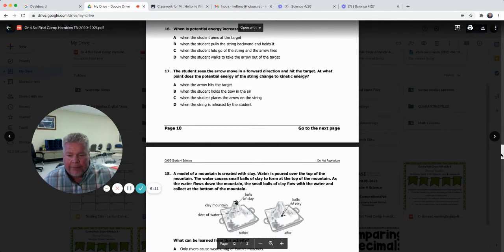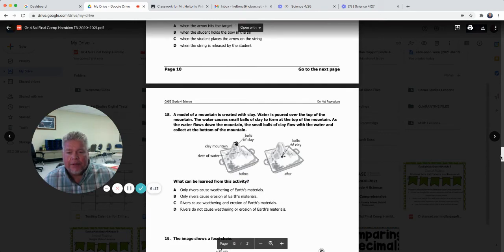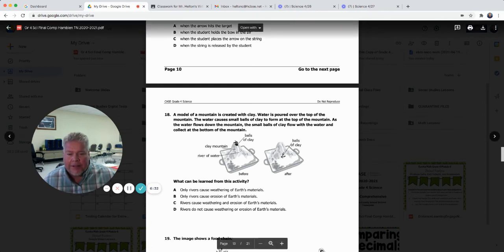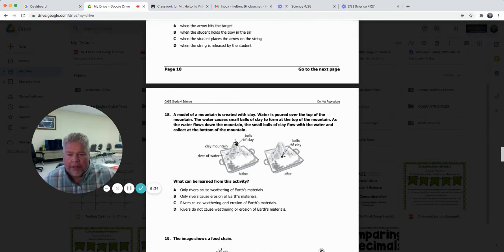Last one for today, number 18. A model of a mountain is created with clay. Water is poured over the top of the mountain. The water causes small balls of clay to form at the top of the mountain. As the water flows down the mountain, the small balls of clay flow with the water and collect at the bottom of the mountain. Okay, so we're pouring water, and then little balls of clay form, and they roll down the mountain. That's a weird question, isn't it?